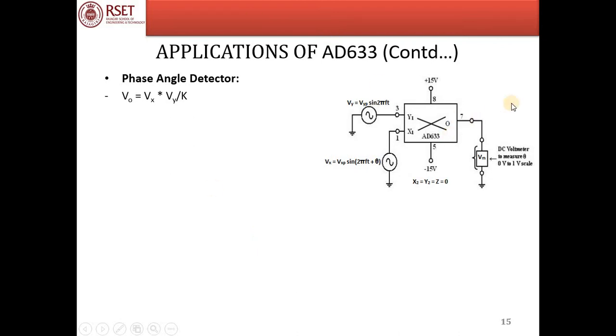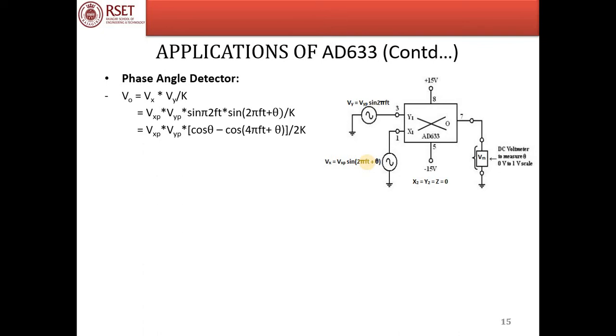So what is the output of this multiplier? V output is equal to Vx into Vy by the scaling factor K. We are just multiplying Vxp into Vyp into sin 2 pi ft into sin (2 pi ft plus theta) by K. So what is sin A into sin B? The formula is sin A sin B equal to 1 by 2 the whole into cos (A minus B) minus cos (A plus B).